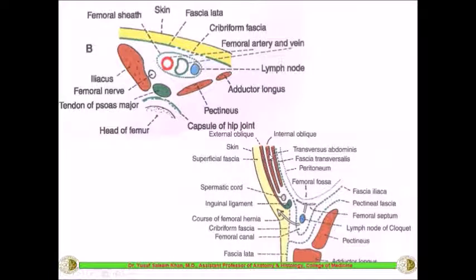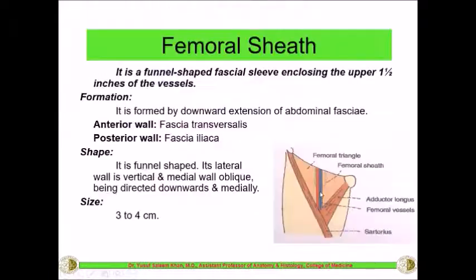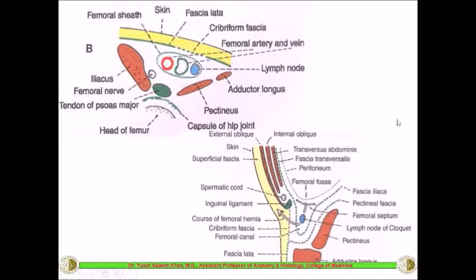Here this is the anterior abdominal wall. So these are the abdominal contents here, and this is the genital region. And if you see here, behind the anterior abdominal wall muscle, we can see a fascia here. This is called the fascia transversalis, and behind we have the fascia iliaca. These two will come down and descend as the femoral sheath. So this is the fascia transversalis, which forms the anterior wall for this femoral sheath, and the posterior wall is formed by the fascia iliaca.